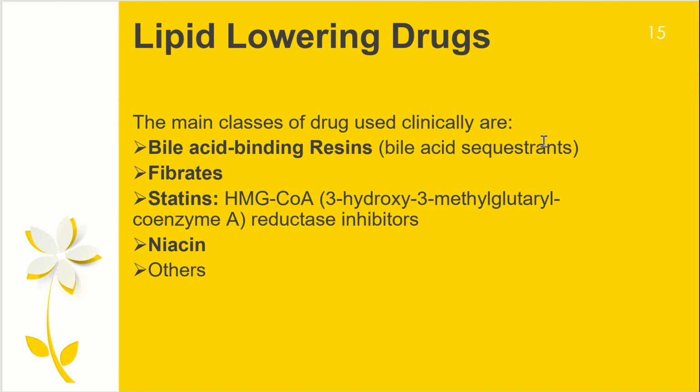All right, so the main classes of drugs used clinically are bile acid binding resins or bile acid sequestrants, fibrates, statins, which are your HMG-CoA reductase inhibitors, and niacin. Of course there are others, but these are your four main classes of drugs used clinically.